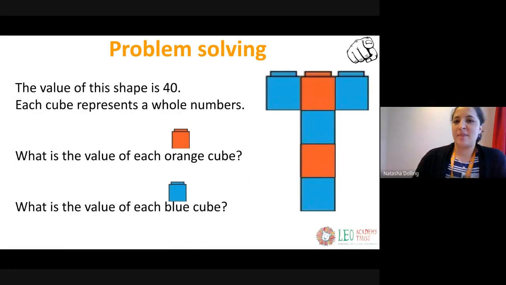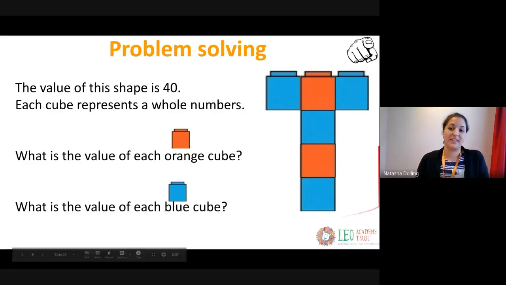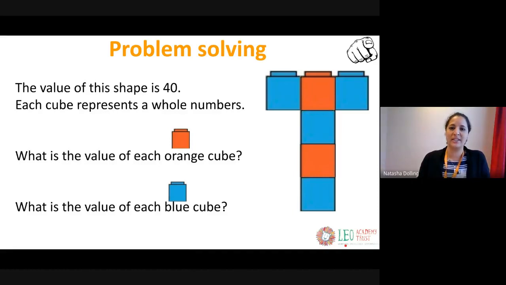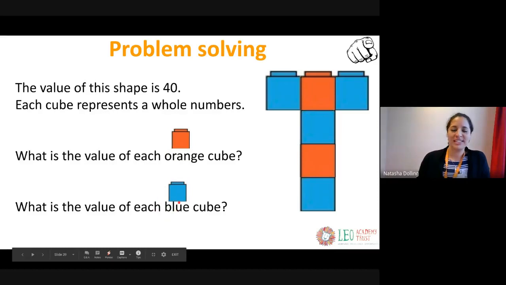Another way of looking at times tables practically, showing them a shape, for example, this, and saying, my whole shape here that I've made with my Unifix is worth 40. The whole thing is worth 40. So what is the value of the orange cube? And what is the value of the blue cube?